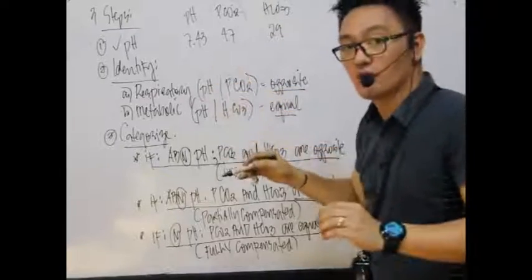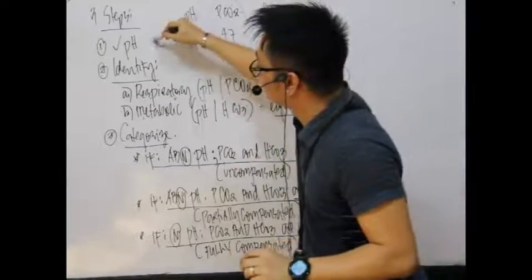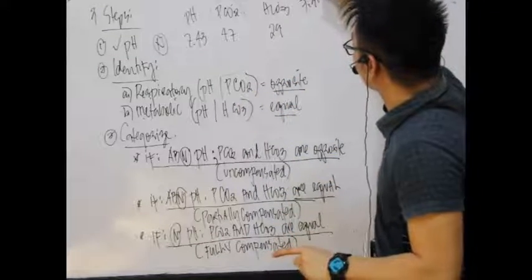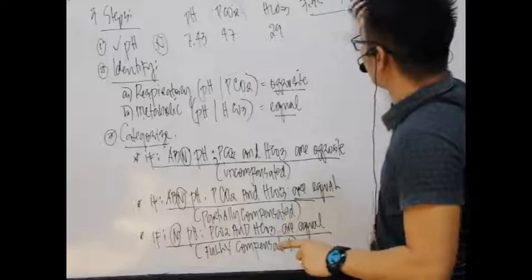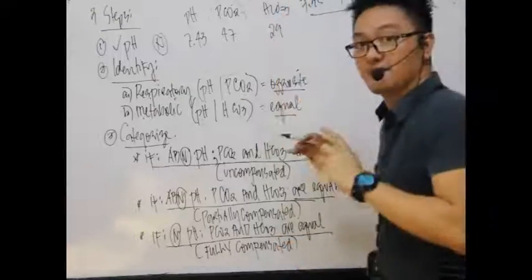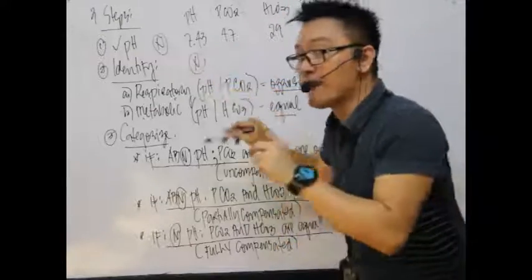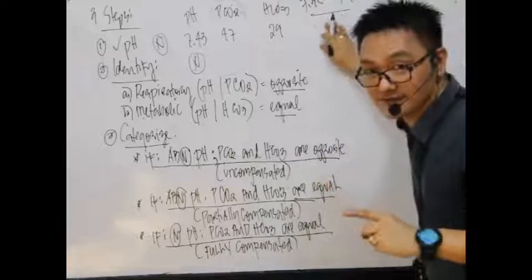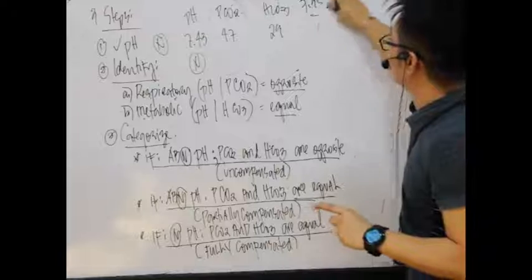7.43, is it high or low? Answer is normal. Remember, the normal pH is 7.35 to 7.45. It falls under this range, therefore it's normal. But remember, there is a technique. Okay, there is a technique.